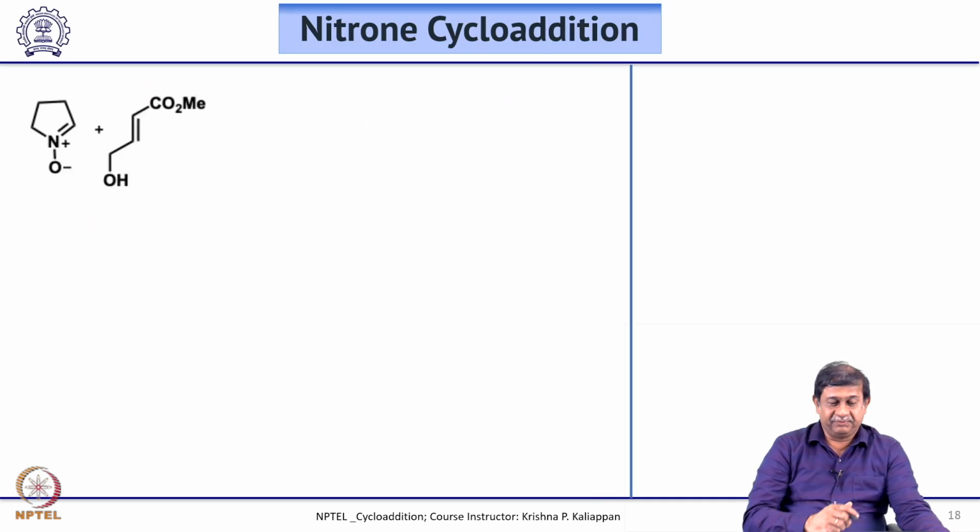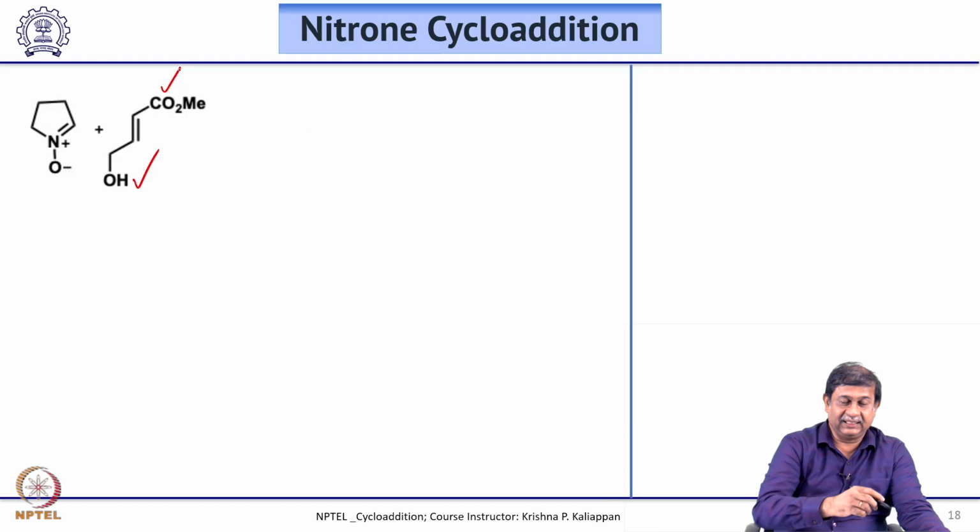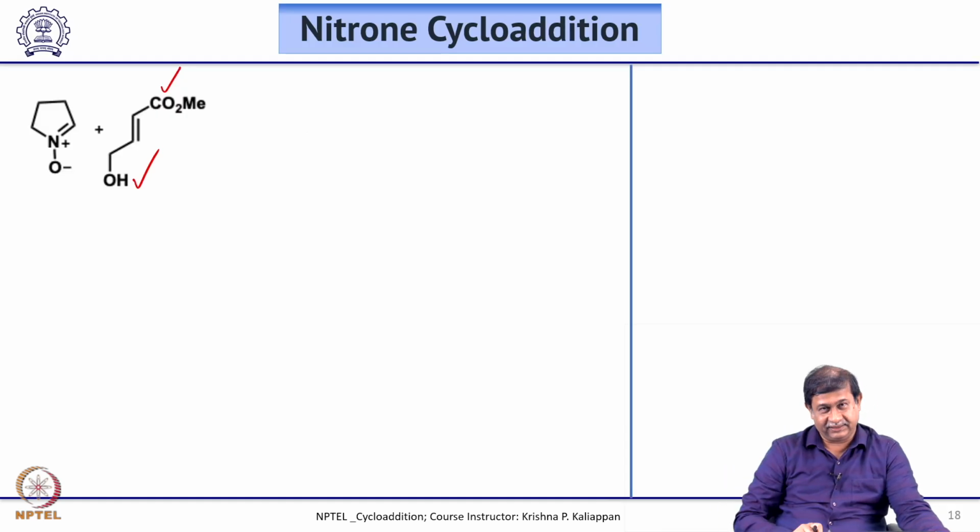Here is another simple example where you have CH2OH and ester on both sides of alkene.